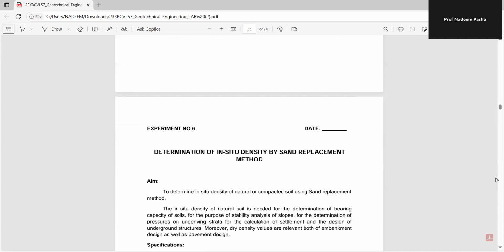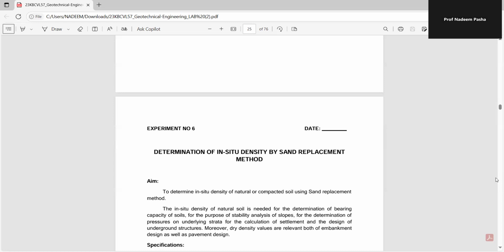Determination of in-situ density by sand replacement method. Just now we have seen the core cutter method. So now we will see in-situ density by sand replacement method. The aim of the experiment is to determine the in-situ density of natural or compacted soil using the sand replacement method.